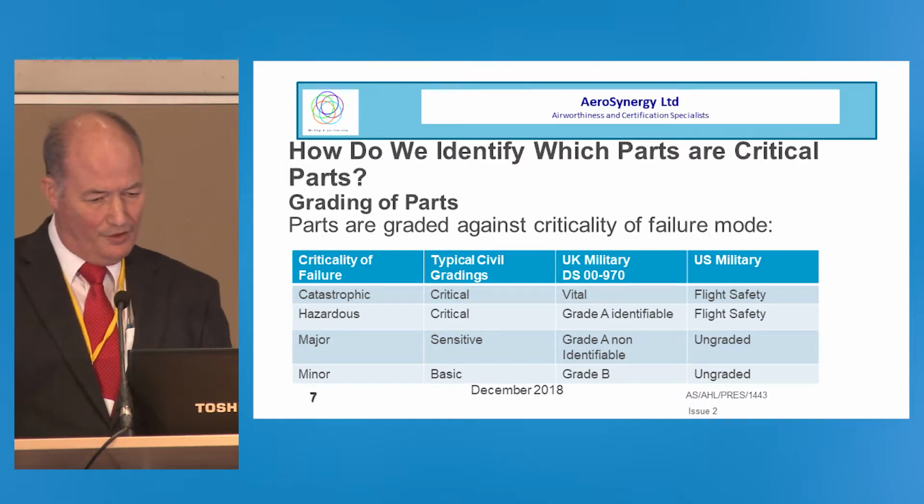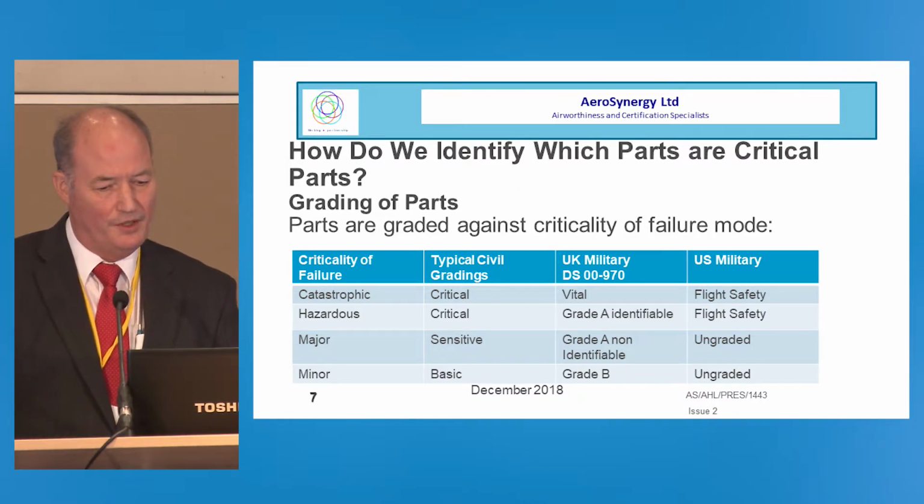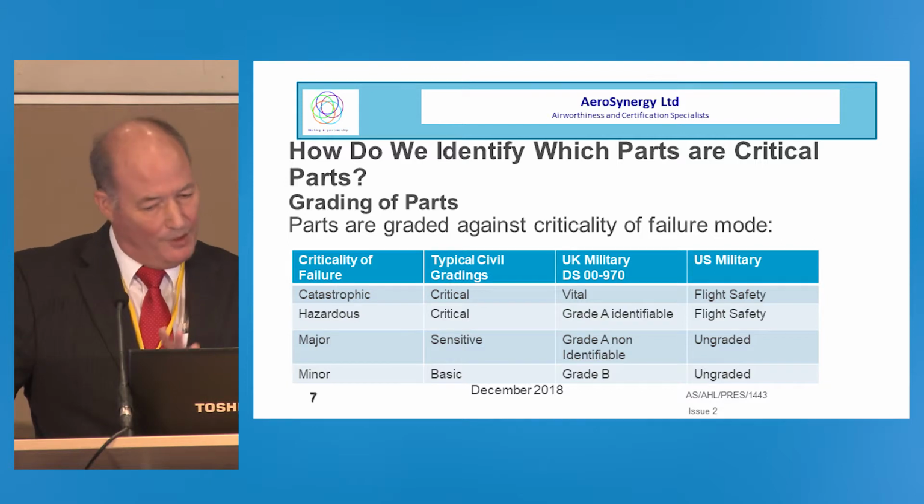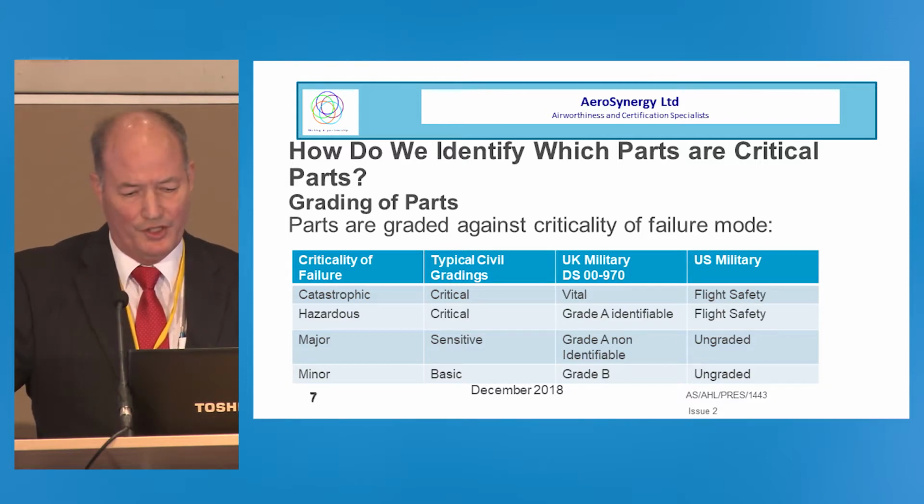On this table, I've also shown the equivalents in the UK military DEF standard 00970. We talk about vital parts and grade A identifiable. They roughly map on as shown there. In America, I believe you call them flight safety parts, but we're talking about the same process.